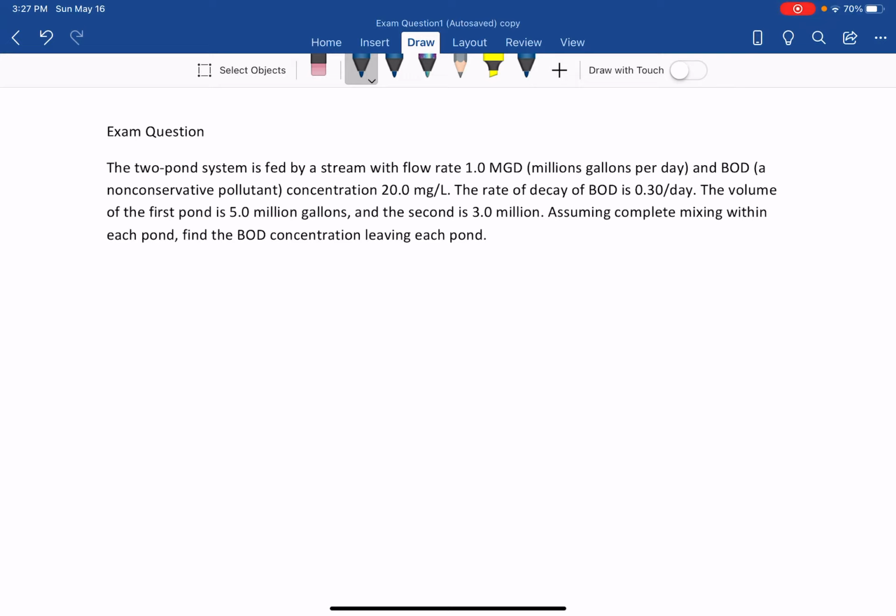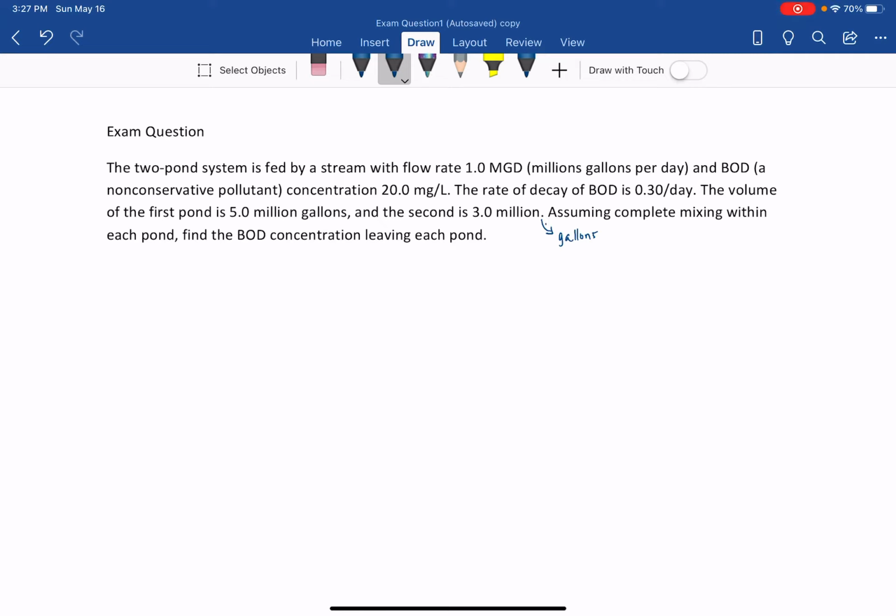The concentration is 20 milligrams per liter. The rate of decay of BOD is 0.3 per day. The volume of the first pond is 5 million gallons, and the second is 3 million gallons. Assuming complete mixing within each pond, find the BOD concentration leaving each pond.